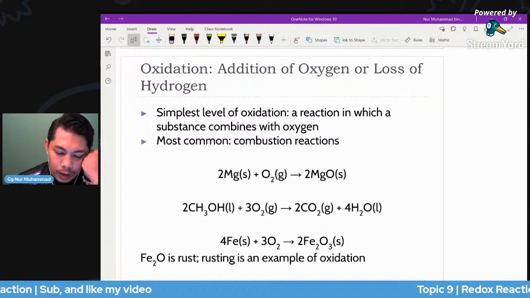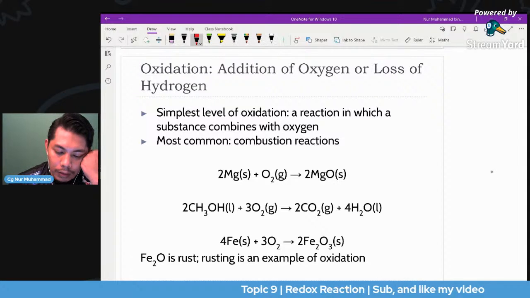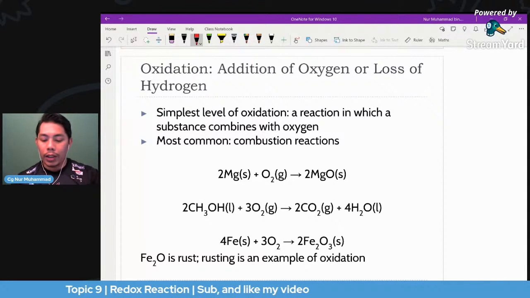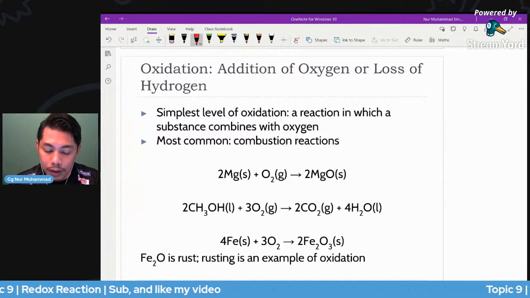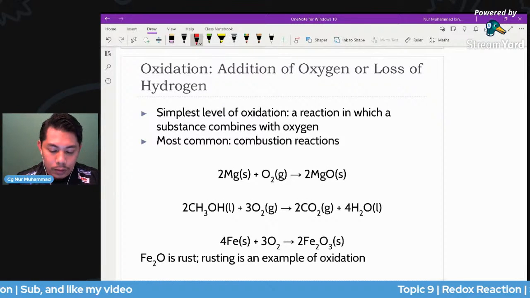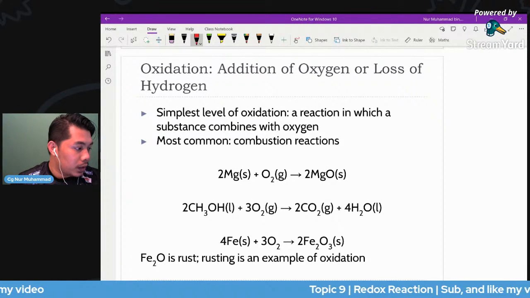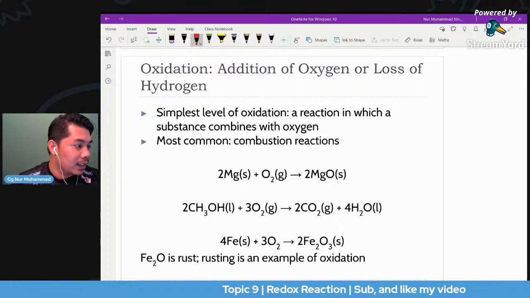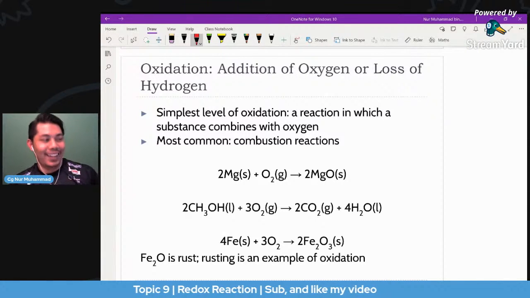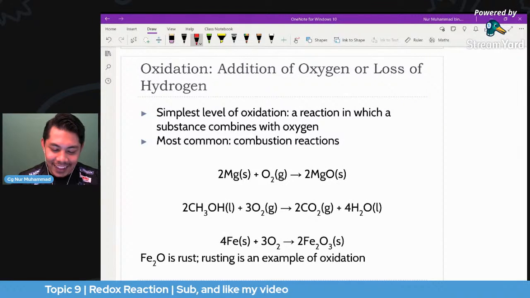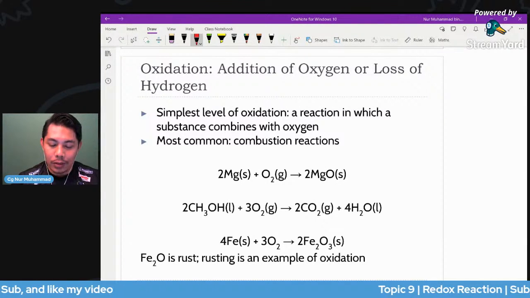Okay, so how to know oxidation? Oxidation meaning that reaction substance combined with oxygen. Example oxidation. Okay, ini untuk oxidation sahaja ya. Ada iklan, sorry. And then most common of oxidation is combustion lah.